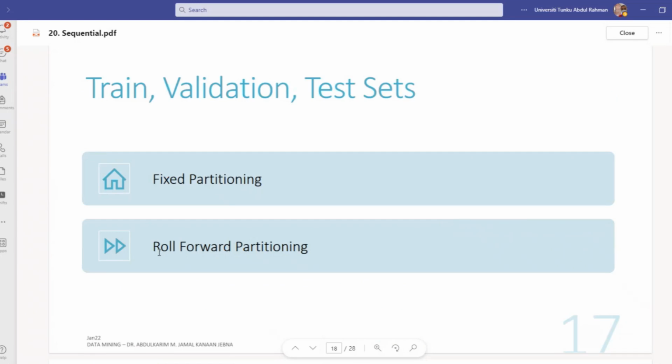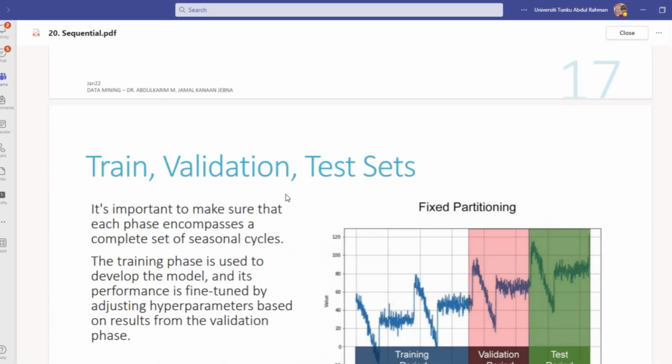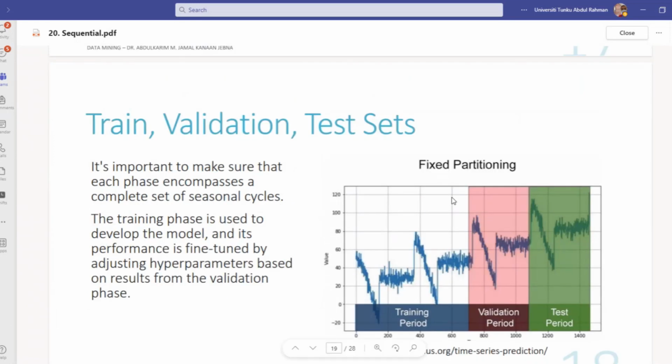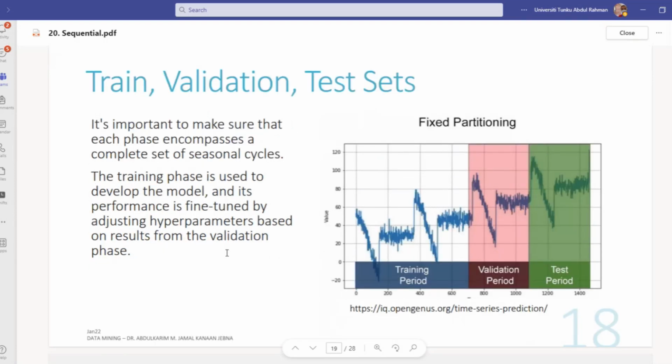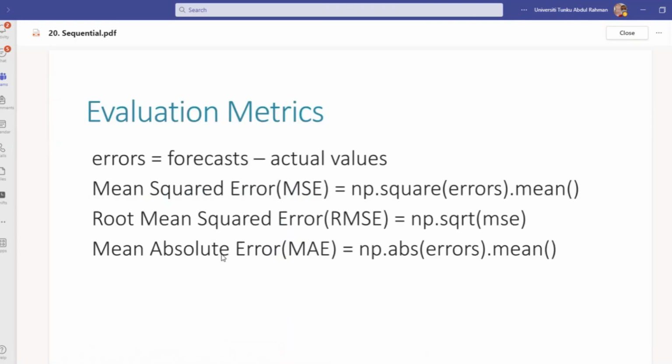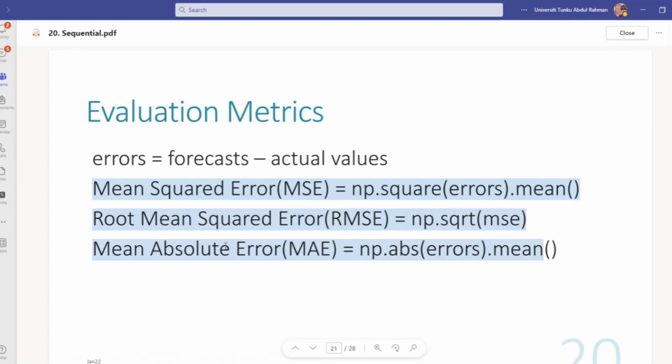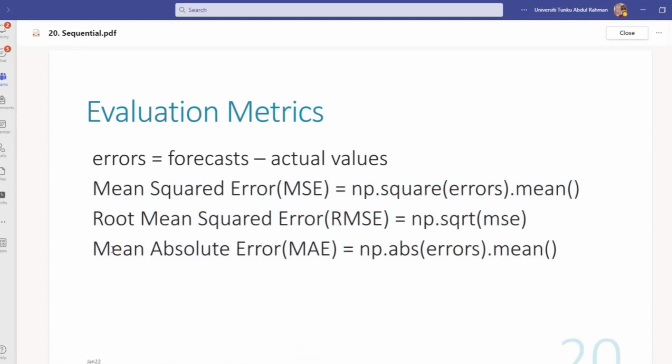There are two types, and the other is roll forward partitioning. I'm not going to discuss it, but here this is fixed partitioning, where you just fix your partition from the beginning. Roll forward means you keep going in rolling, including more data at every phase or every time. Now for evaluation, you can use the metrics for regression. So you have mean square error, root mean square error, and mean absolute error, and so on. Okay?